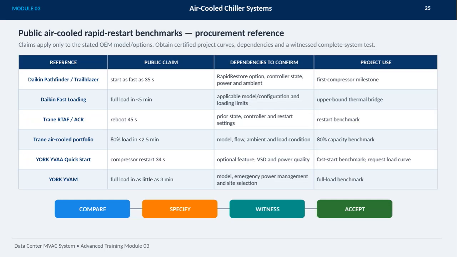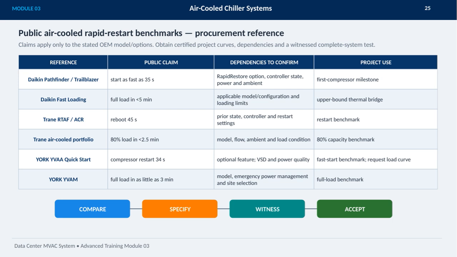On this slide, we focus on public air-cooled rapid restart benchmarks, which serve as an important procurement reference for data center MVAC systems. These claims are specific to the original equipment manufacturer's models and options, so it's crucial to obtain certified project curves, understand dependencies, and witness complete system tests before making decisions.